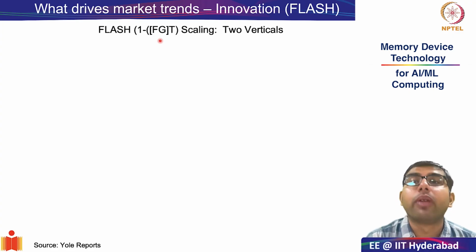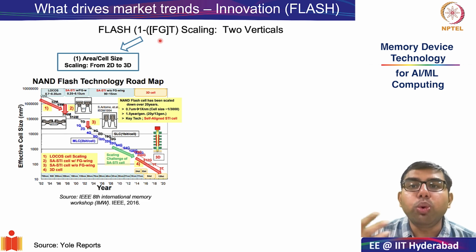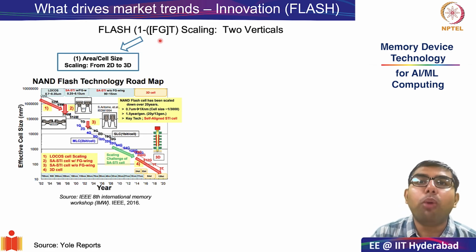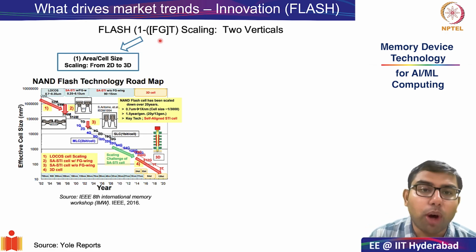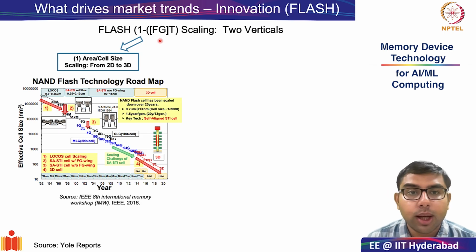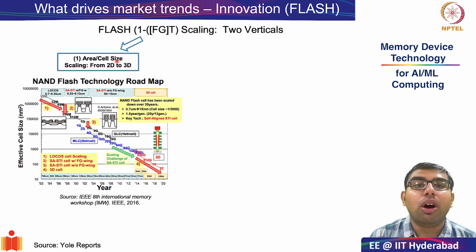So let us begin. We know that NAND flash consists of one transistor. It is not a normal transistor. It is a floating gate transistor. So the idea is, how did people or companies start doing bit scaling, including more and more bits into a small footprint? The story here is now divided into two verticals. The first vertical involves scaling the area or the cell size.